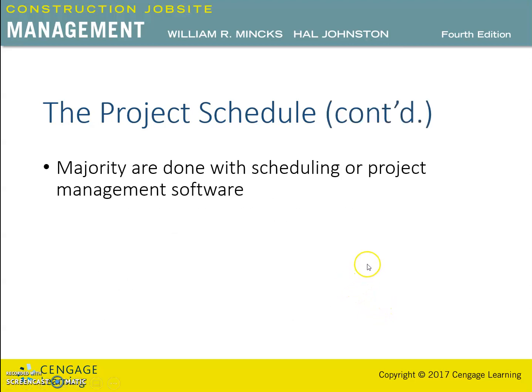So the majority of the project scheduling is done with scheduling and project management computer software, which organizes, calculates levels, and provides numerous views of the schedule, including network, Gantt chart, and tabular listings.